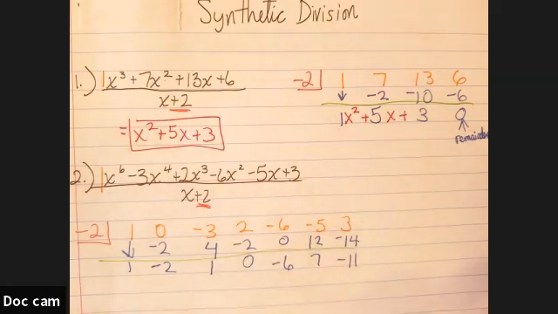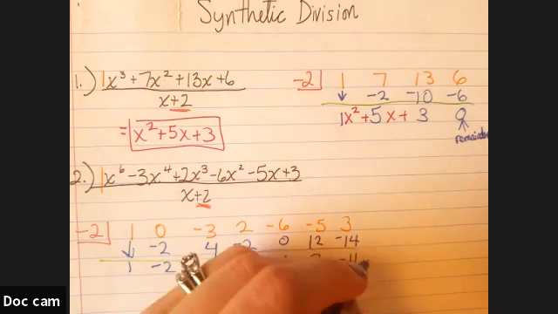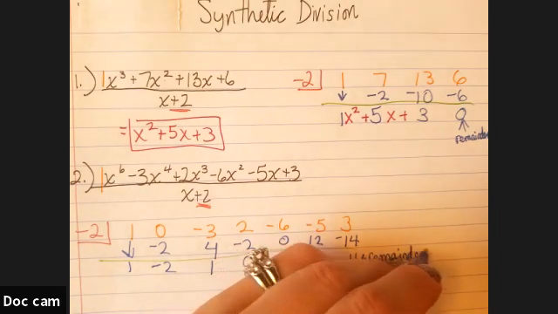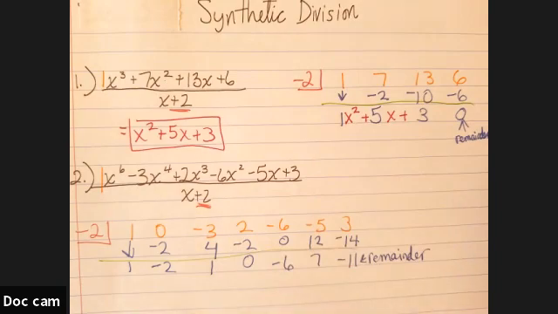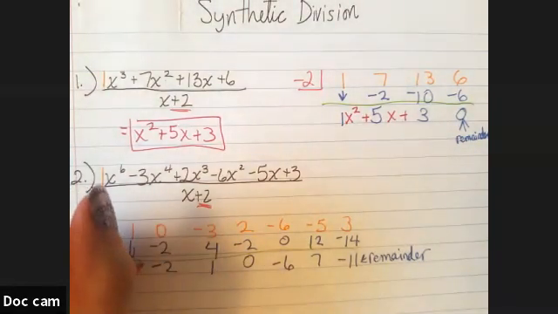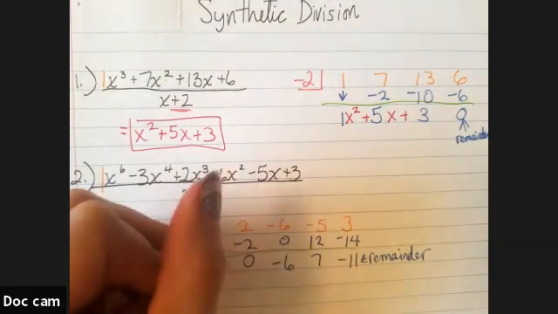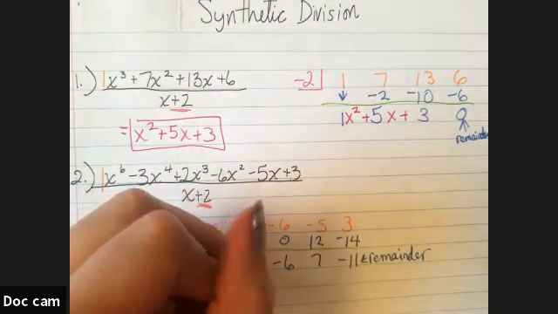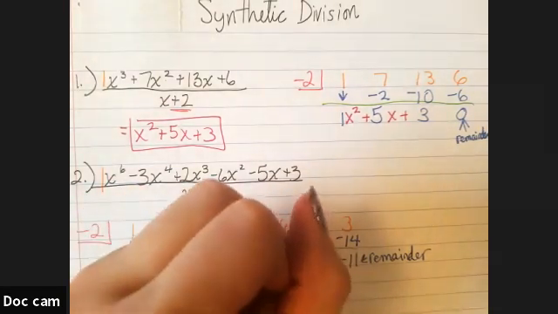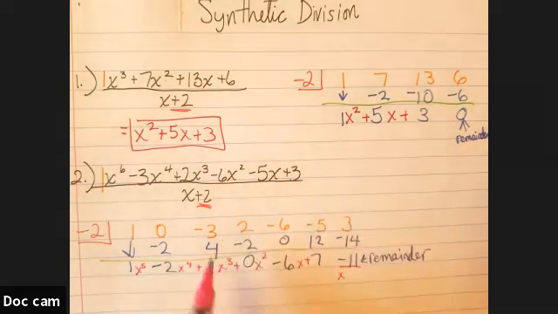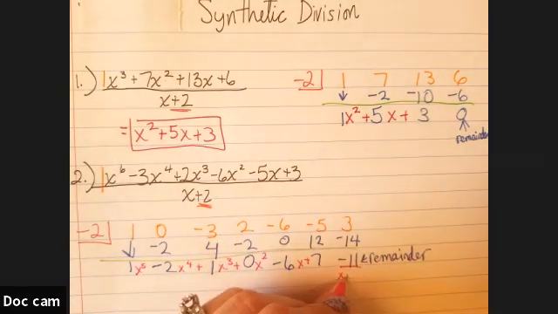So now we have a remainder of negative 11. So this is going to be x to the 5th minus 2x to the 4th plus 1x cubed plus 0x squared minus 6x plus 7. And then the remainder goes over the original divisor, which is x plus 2.